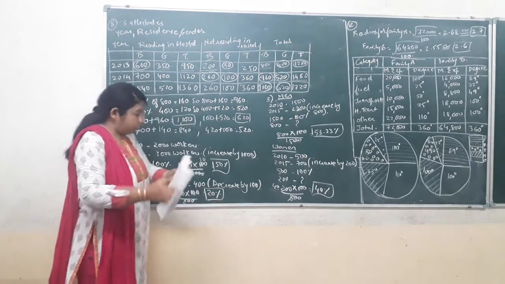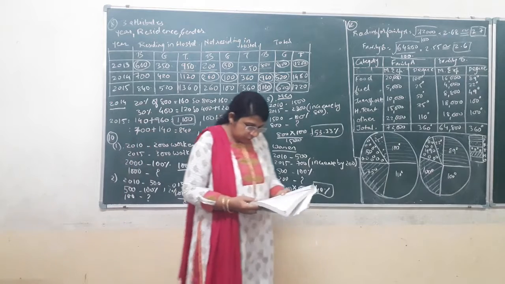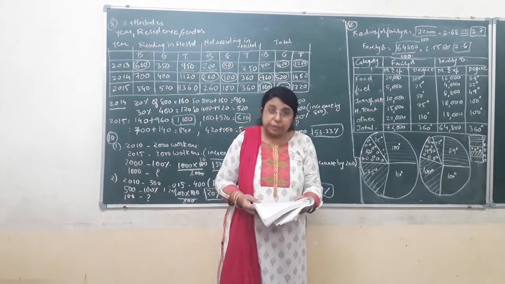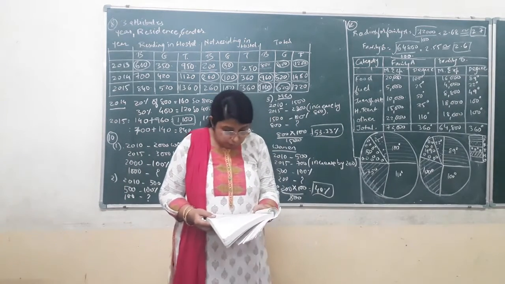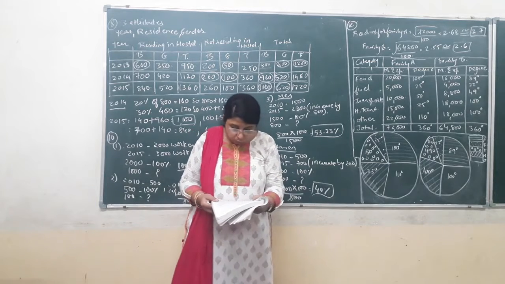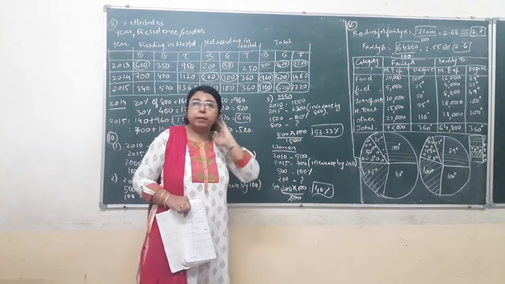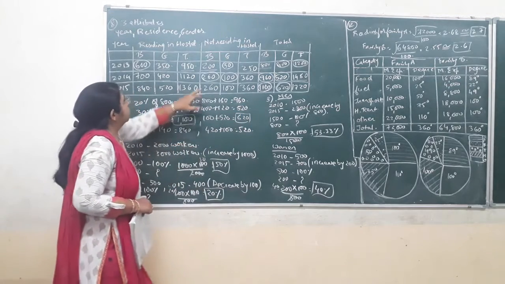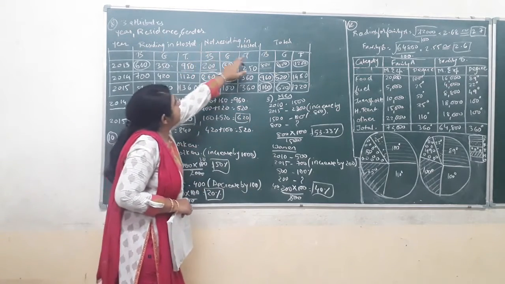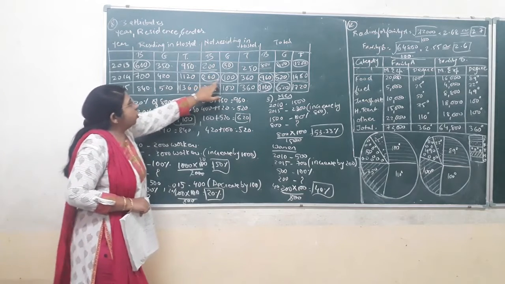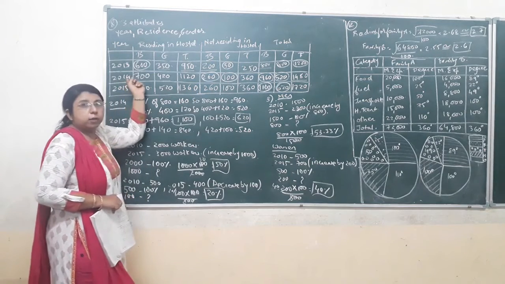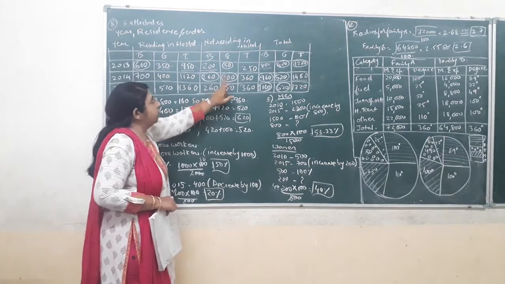Now moving on further, read the further line. During this year, that is the same year, 2014, 260 boys and 100 girls were not residing in hostel. You can see in the column of not residing in hostel, in the columns of boys and girls, for year 2014, I have written 260 and 100.